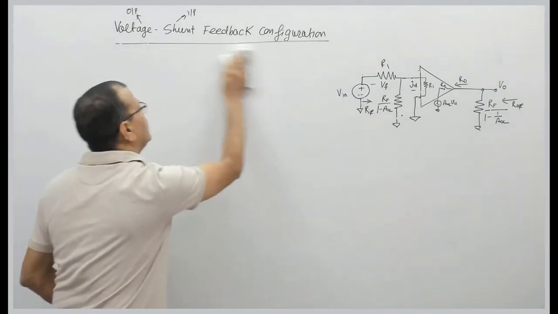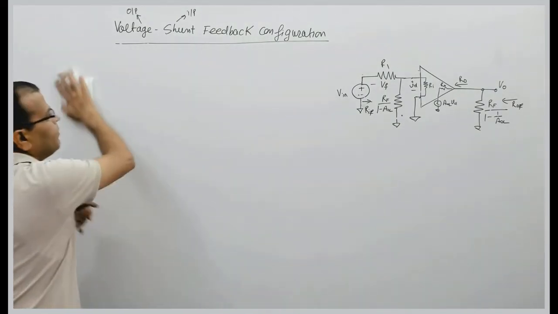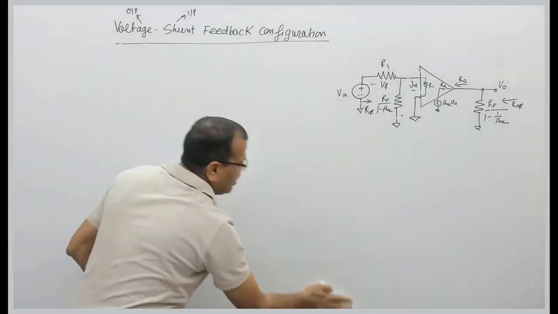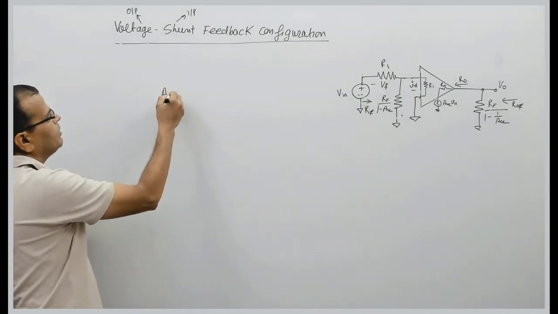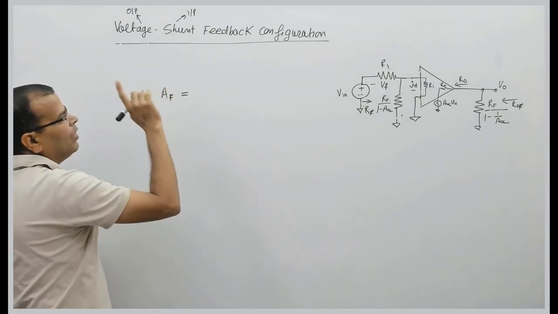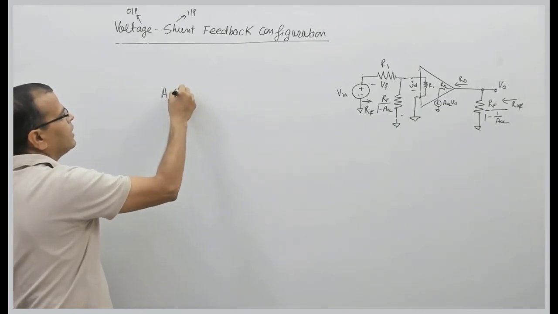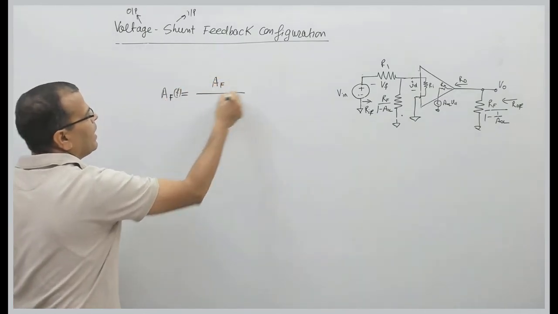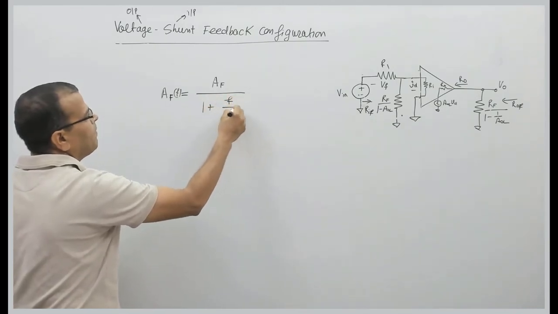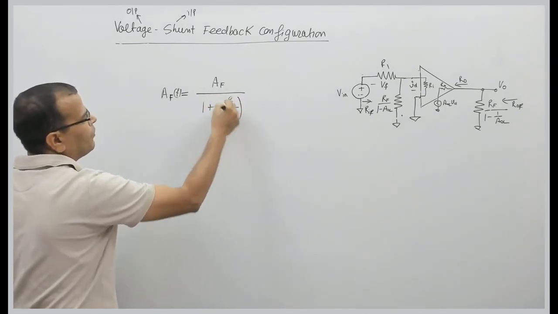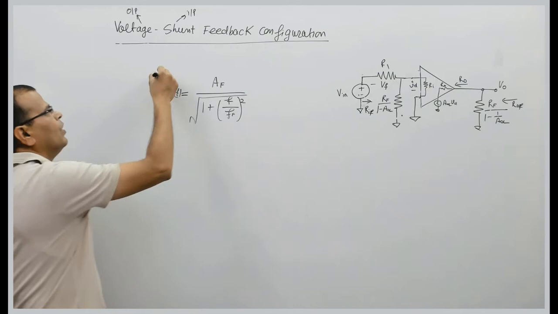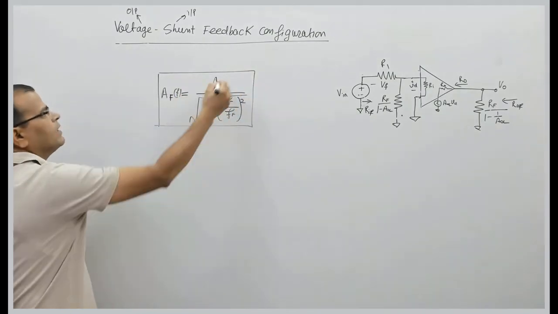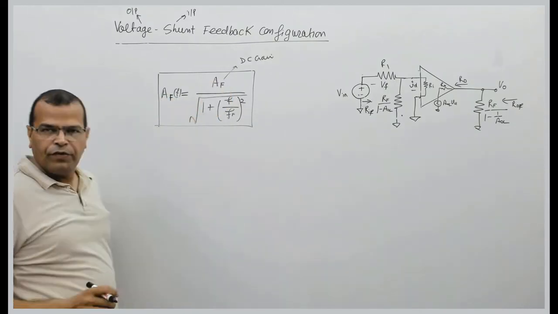So, the closed loop gain of the amplifier with feedback, I repeat, the closed loop gain of the amplifier with feedback in case of inverting configuration is similar to that of non-inverting configuration. So, that is AF divided by the square root of 1 plus F by FF, where FF is the cutoff frequency with feedback. That is the expression of closed loop gain of the amplifier. This is gain as a function of frequency.